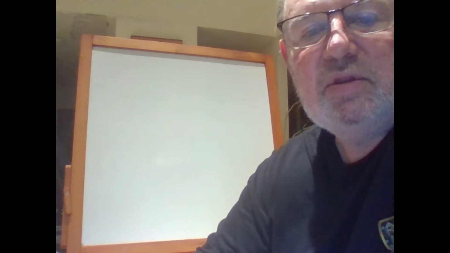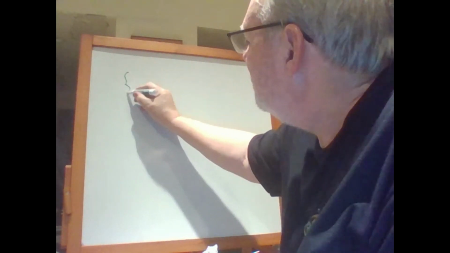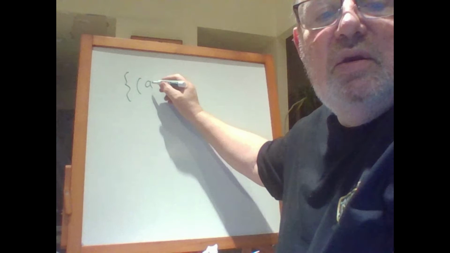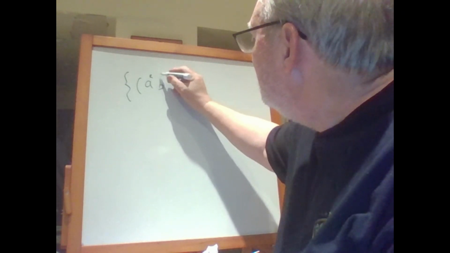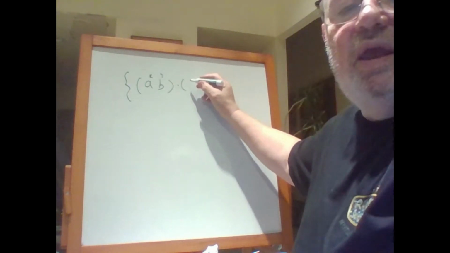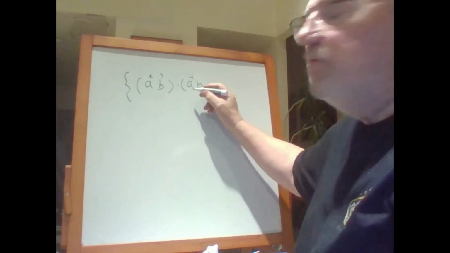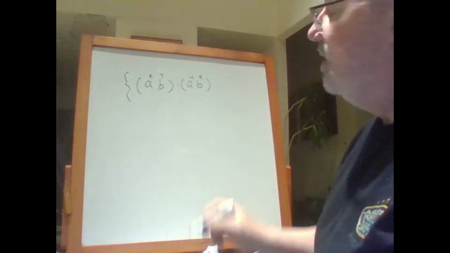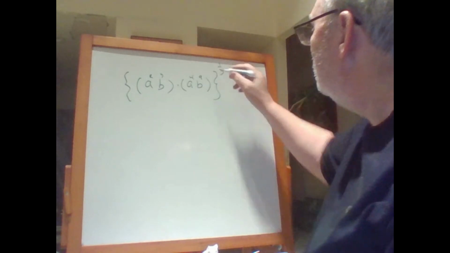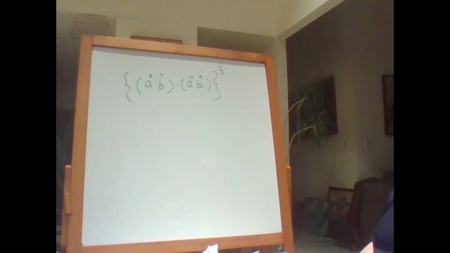Okay, why don't we take a look at this? This is an interesting one. We have a squared b to the third times a to the fourth b to the ninth, and this is all to the third. Okay, so how does that reduce to the simplest?